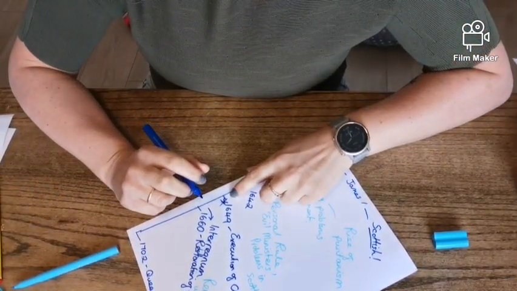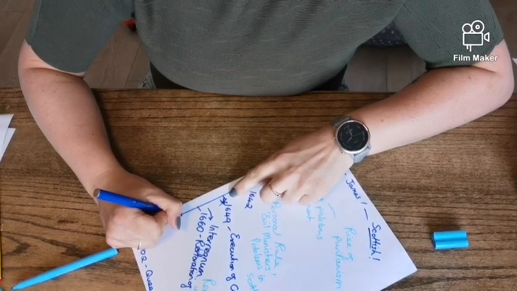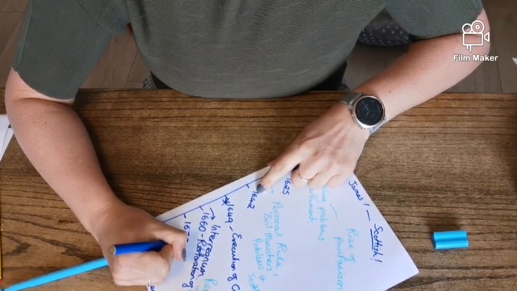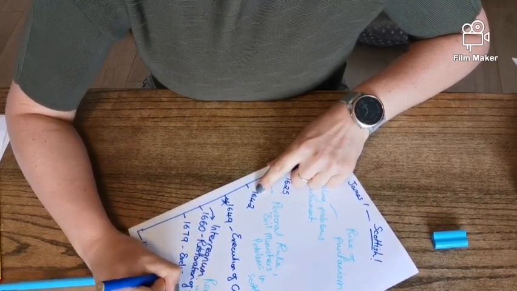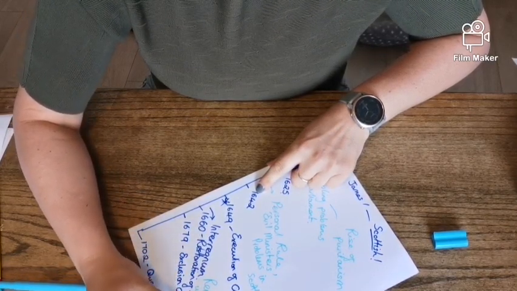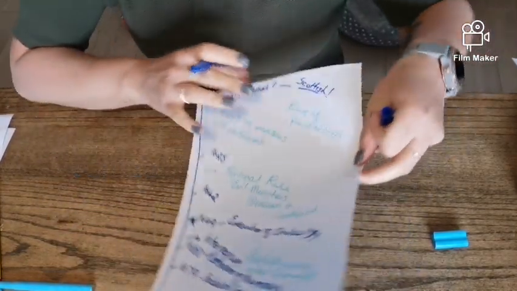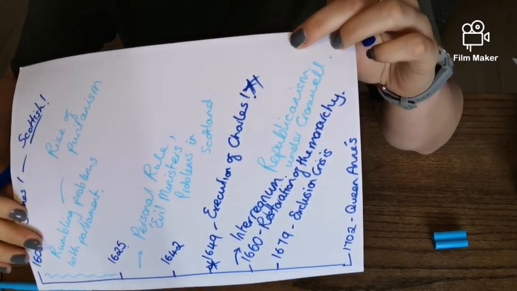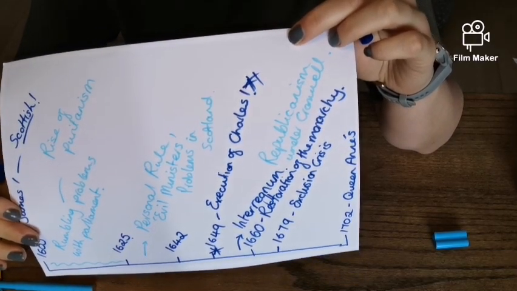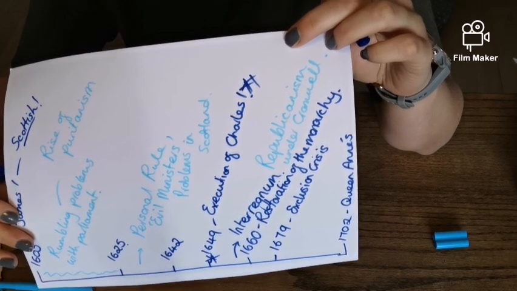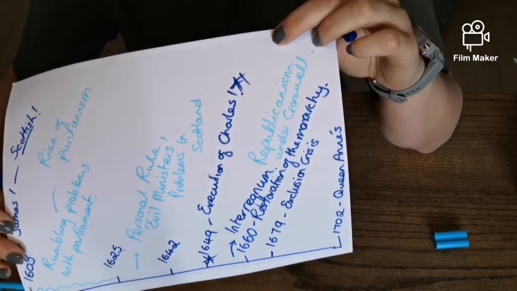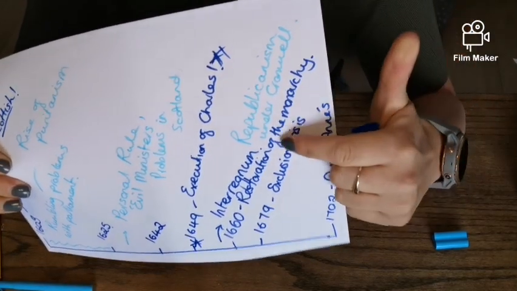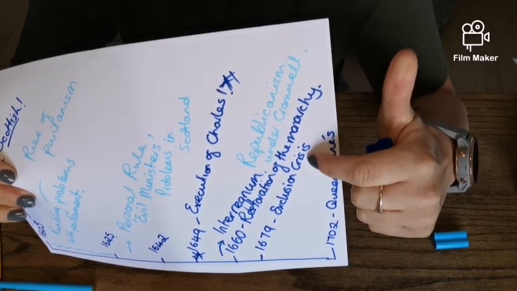So the first thing that I'm going to put in is that in 1679, there was something called the Exclusion Crisis. Now, this was when Parliament, under Charles II, wanted to pass a law that would exclude Charles II's brother, James II, from coming to the throne. Why? Because he was a Catholic. And the parliamentarians hated Catholics. So that is an important event that I need to research.